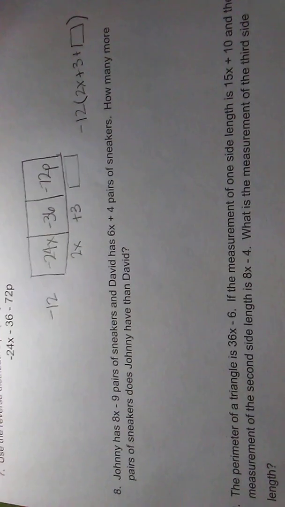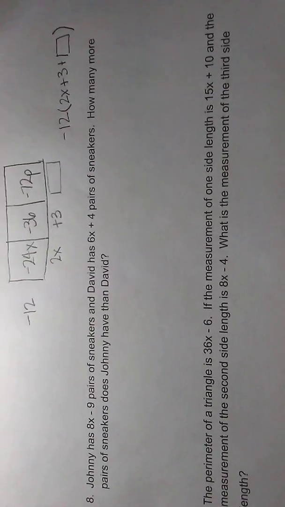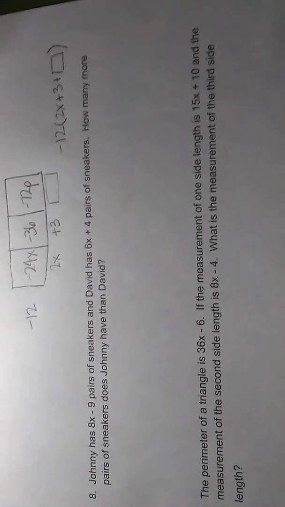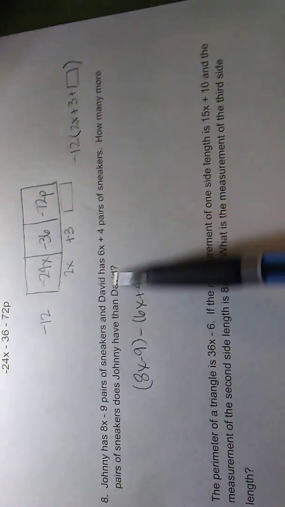Number 8. Johnny has 8x subtract 9 pairs of sneakers, and David has 6x plus 4 pairs of sneakers. How many more pairs of sneakers does Johnny have than David? So we want to take Johnny's set of sneakers, 8x subtract 9, and subtract from that what David has, which is 6x plus 4. Now remember, when this negative is out in front of the parentheses, that means I'm multiplying everything inside by negative 1.